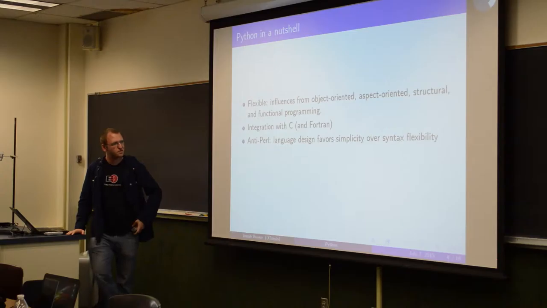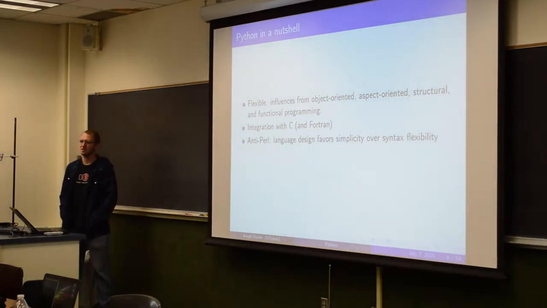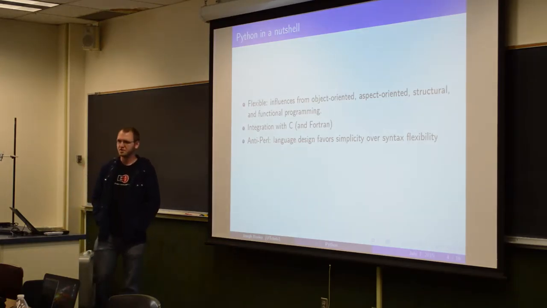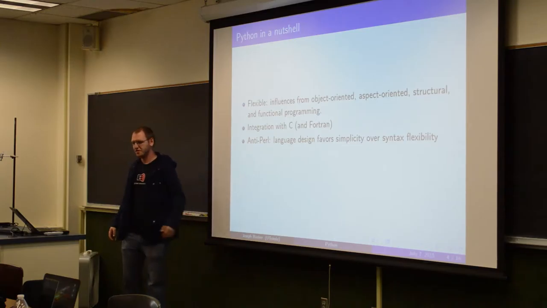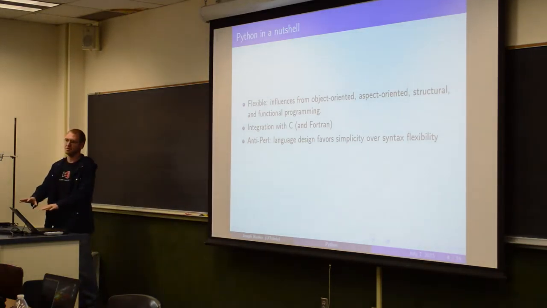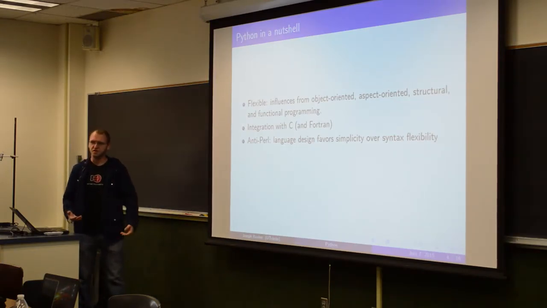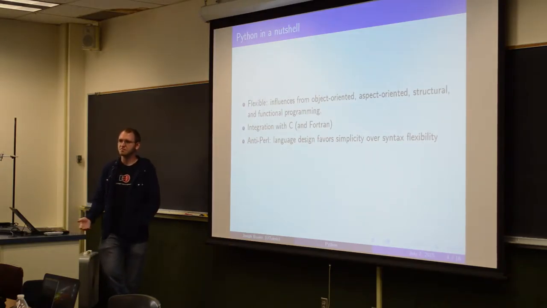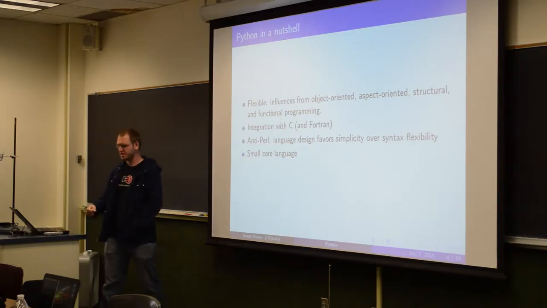So this is the anti-Perl feature of Python. There should be only one way to do things. Perl is a language where the motto is there's more than one way to do things. So in Python, the goal is that there's a somewhat obvious way to write a program. If you have some idea what the logic should be, going from that to a program should be straightforward. Whether that happens in practice depends on your experience and the problem. But that's the goal. It's also a very small core language.